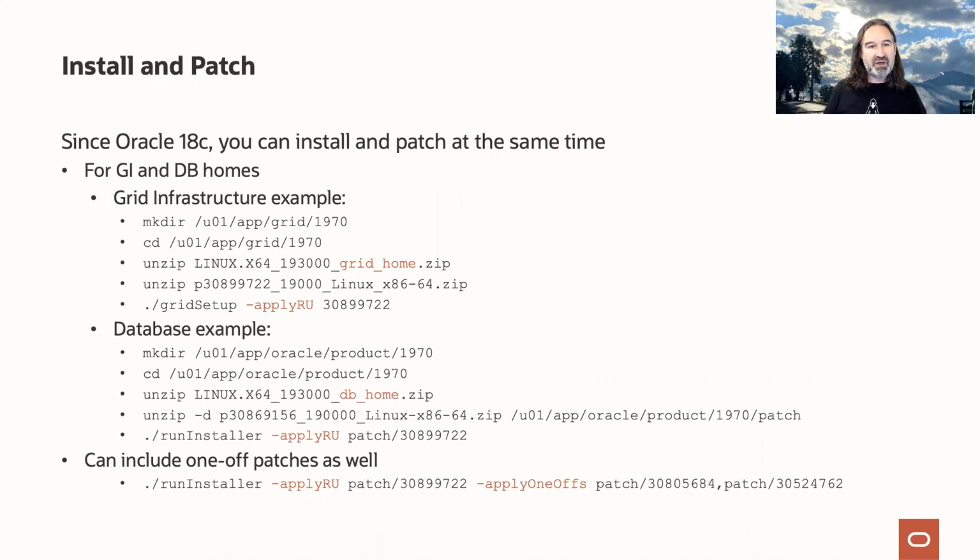And you need to apply the most recent release update on top before you start working with that. So what you do is, for GI, you create a directory. I call mine here 19.7 because it's 19.7, not 19.9 for whatever reason. I go into this directory, I unzip the base image, which is 19.3.0 grid home, and I unzip also the bundle patch, the release update. In this case, 19.7. And then I start grid setup, but I pass on the patch directory with -apply RU.